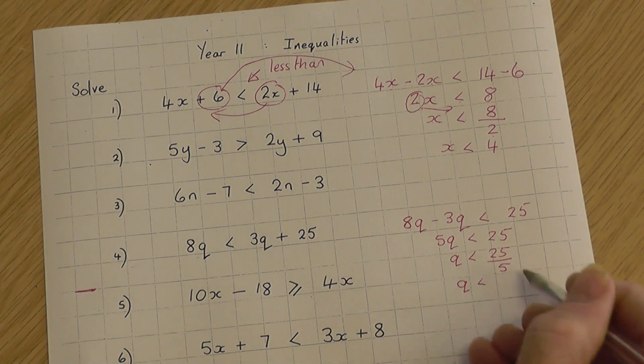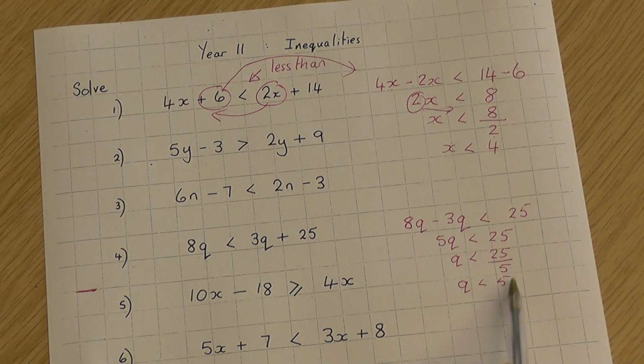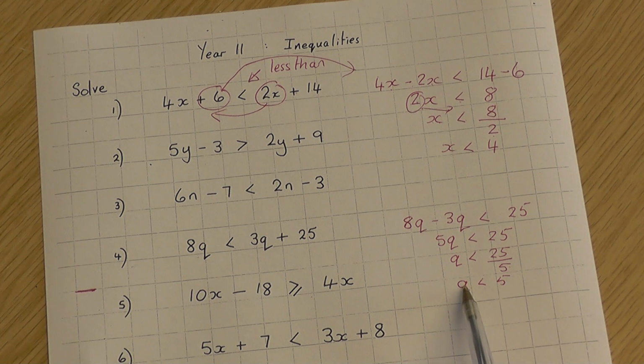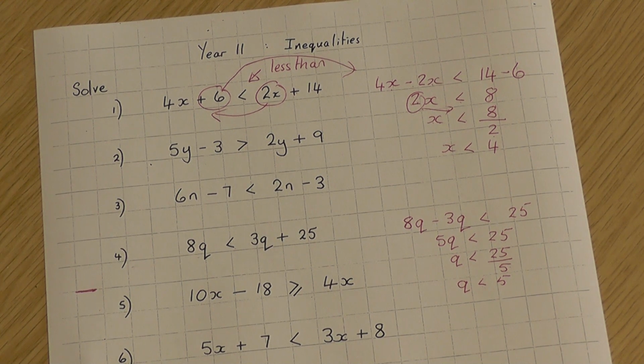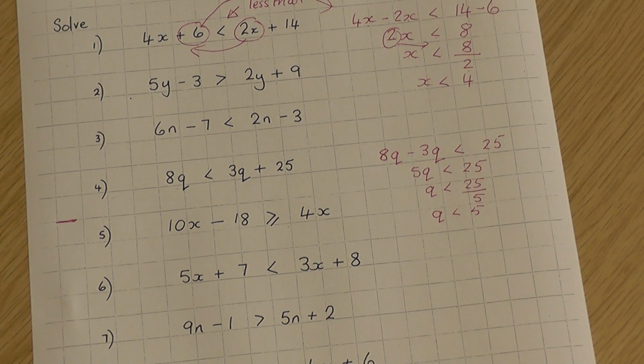So q is less than 25 divided by 5, which is 5. So q is any number less than 5. So again, 4, 3, 2, 1, 0, or any of the decimals, like 4.2, 3.8, minus 6.4, all of those are answers that q could be. Because there's so many of them, we just write down any q less than 5 will work. And that's the answer. Okay, let's have a look at another question.